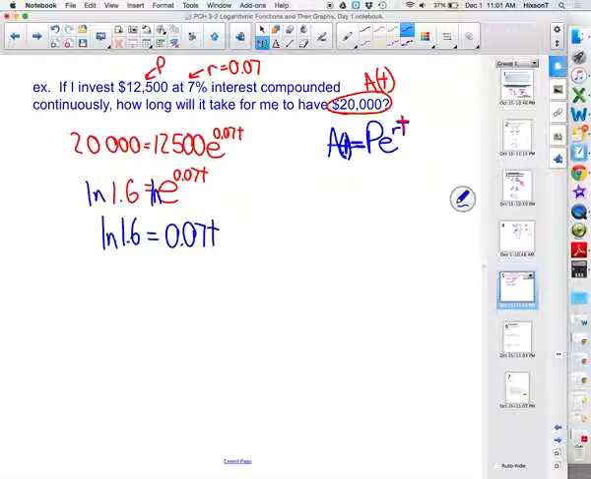Now, when you do this, by the way, do not round at this point. If you want to punch it into your calculator, that's great, but use that whole value and then finish it off by dividing by the 0.07, and you get t equal to 6.714. So we'll round to two decimal places, make it 6.71. And what's our unit of time here? Years. How do we know it's years?